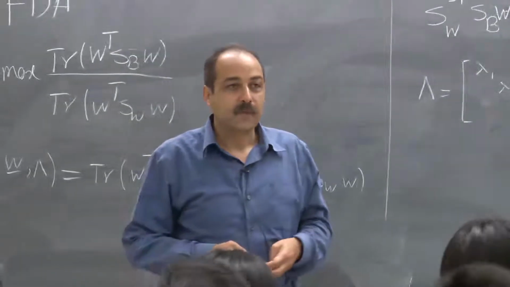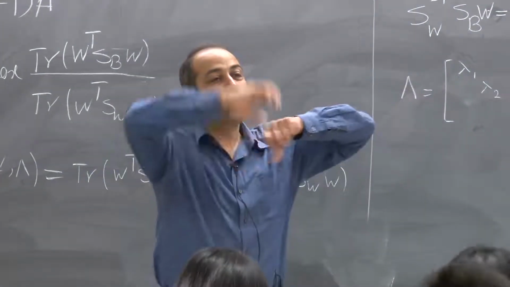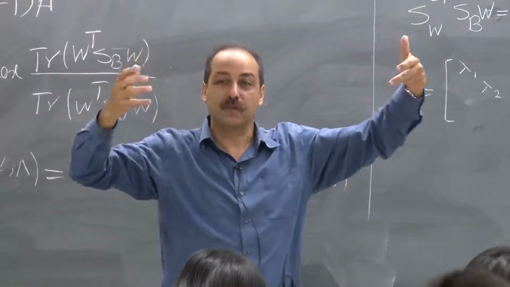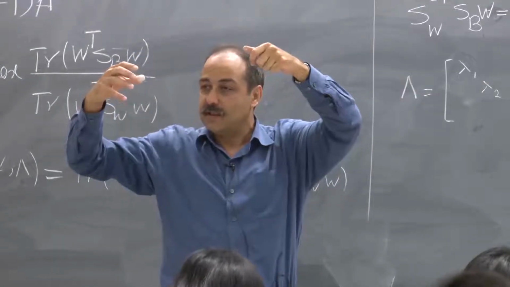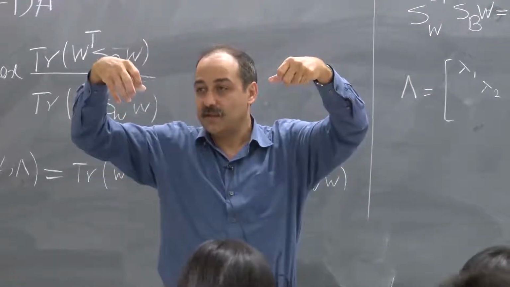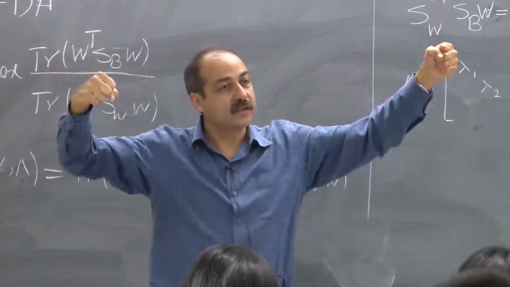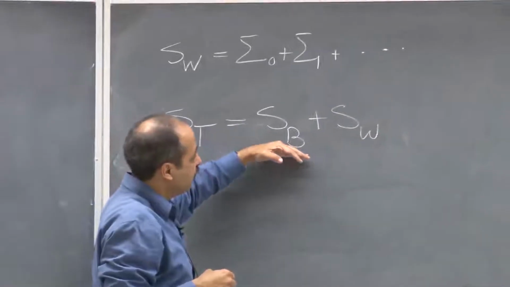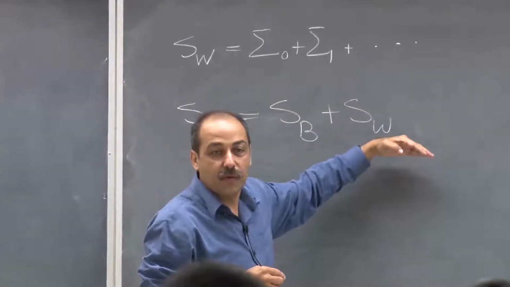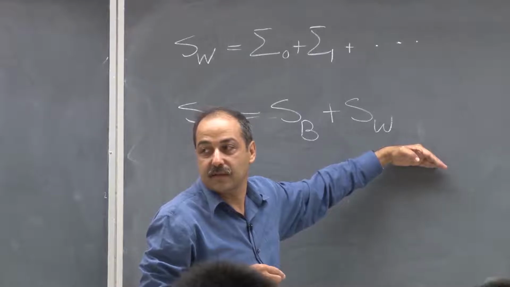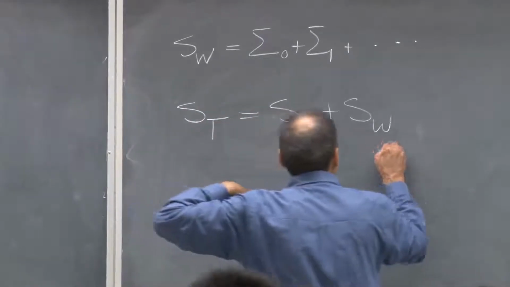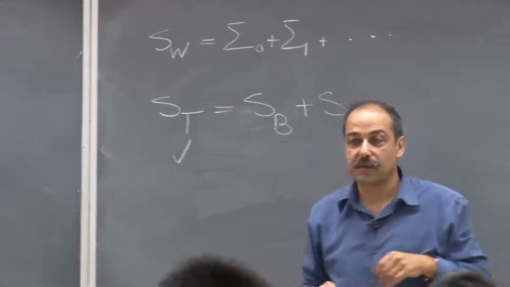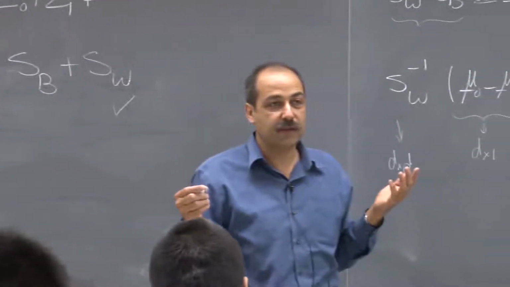If I look at the total variation of the data, I can decompose this variation in two forms. Either the variation within each class or the variation between classes, right? So the total variation of the data is variation between classes plus variation within classes. This one is easy to compute. This is also easy to compute. You can compute the total variation of the data easily.